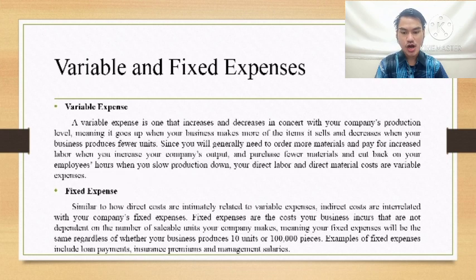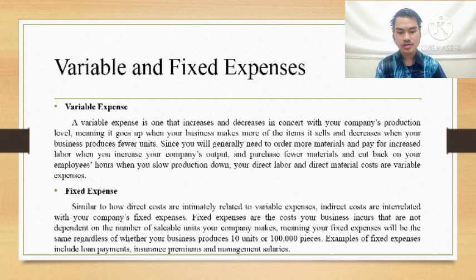Variable expense. A variable expense is one that increases and then decreases in concert with your company's production level, meaning it goes up when your business makes more of the items it sells and decreases when your business produces fewer units. Since you will generally need to order more materials and pay for increased labor when you increase your company's output, and purchase fewer materials and cut back on your employees' hours when you slow production down, your direct labor and direct material costs are variable expenses.